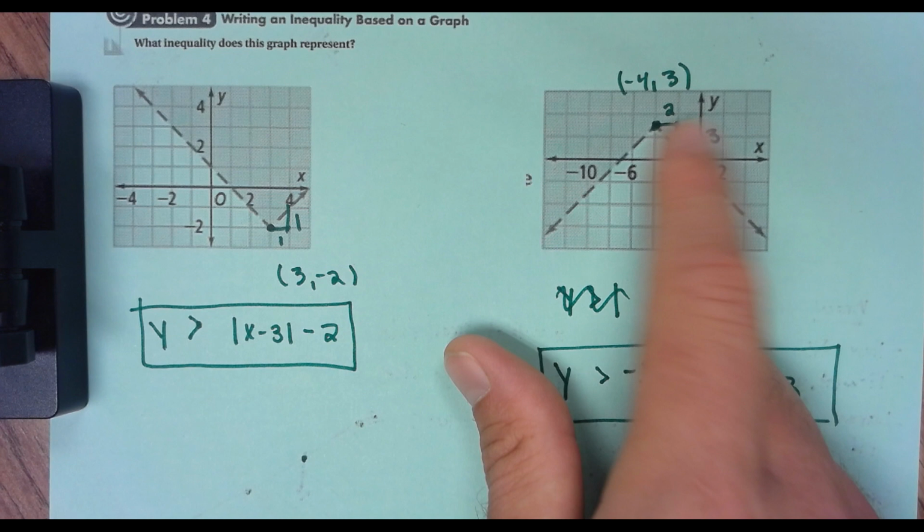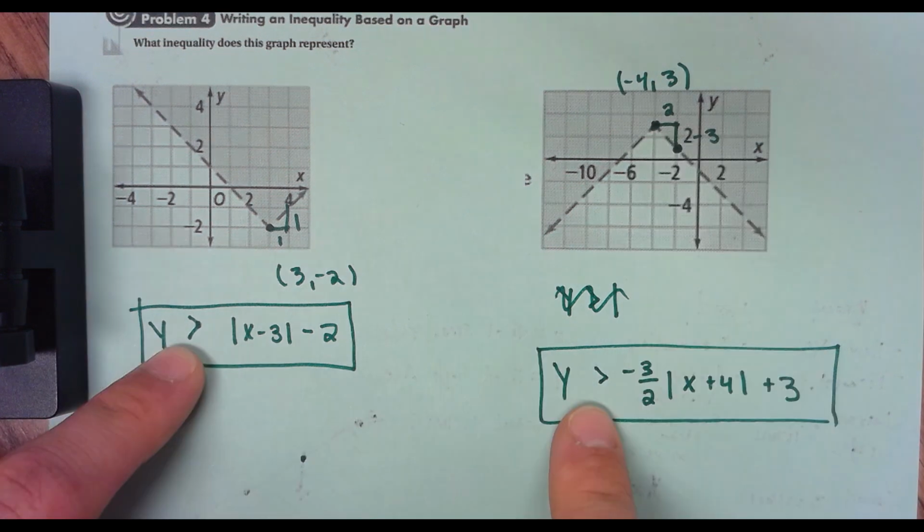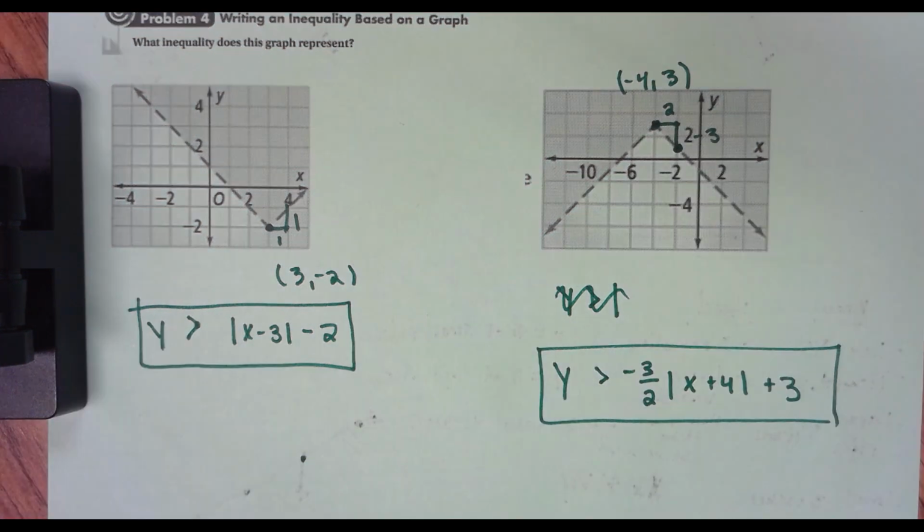For the shading, if you're not sure about the symbol, just like we did when we graphed, come up with a guess. Put greater than or less than, then pick a point in the shaded region and plug it in and see if you get a true or false statement. Right, that is all that I have for you today.